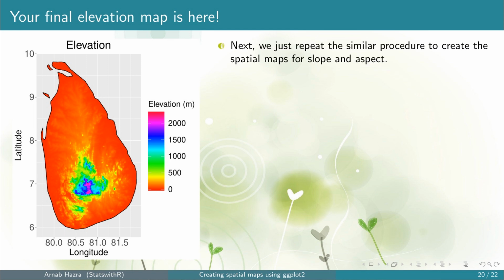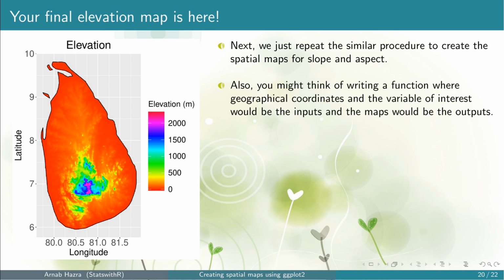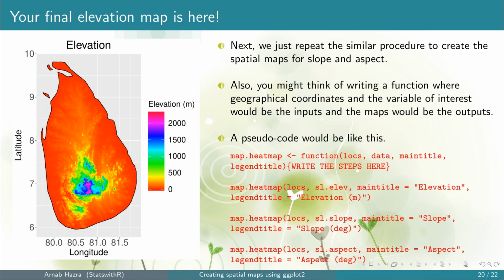Next, we just repeat the similar procedure to create the spatial maps for slope and aspect. Also, you might think of writing a function where the geographical coordinates and the variable of interest would be the inputs and the maps would be the outputs. A pseudocode would be like this. Here we consider the locations and the variable of interest to be inputs. The variable can be elevation, slope or aspect.